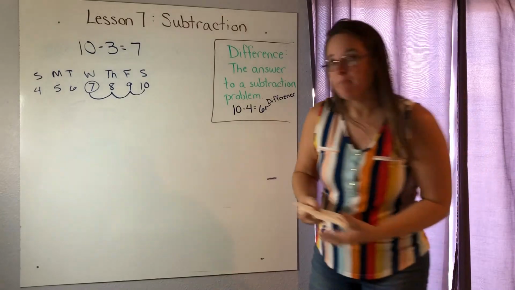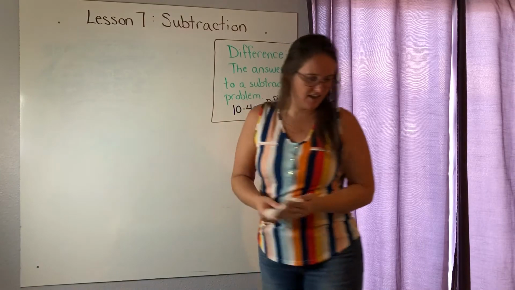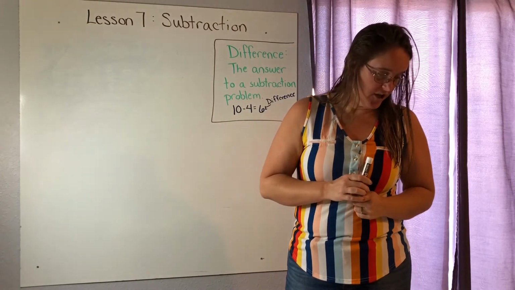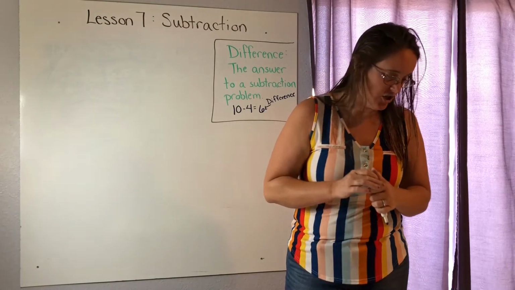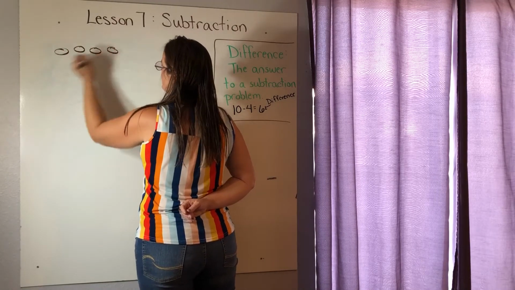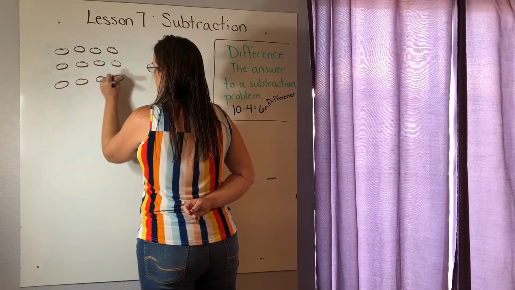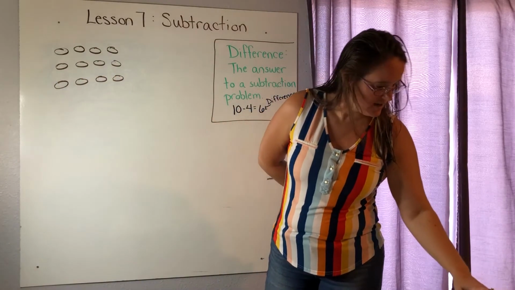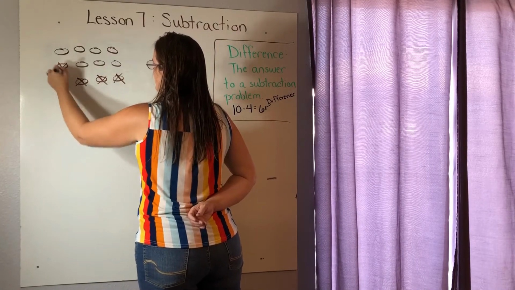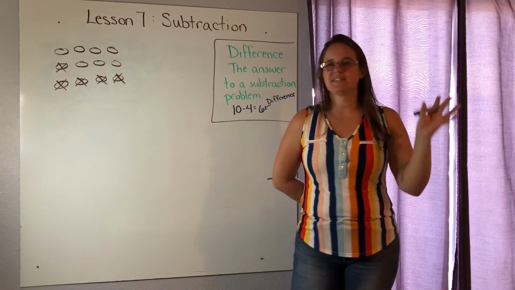Okay, the next type of problem that you might encounter says, use words and numbers to write the subtraction problem shown. And they show you a picture. So they have circles. They have 12 circles. And then it looks like 5 of them are X'd out. And it says use words and numbers. We're going to start with numbers because that's simple.